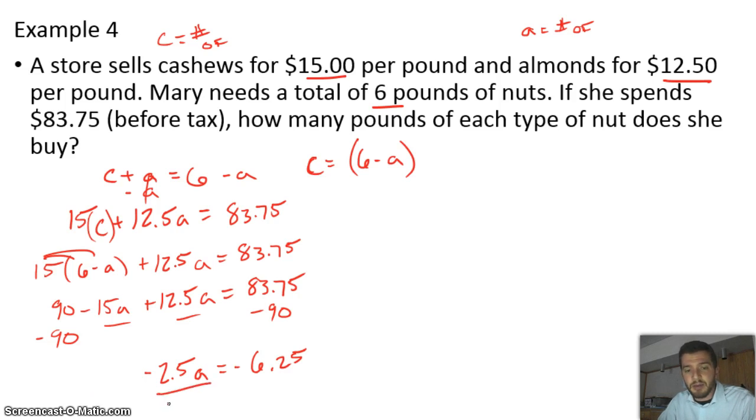Here we're going to divide by negative 2.5. Actually, we've already done this exact calculation a little earlier. Negative over negative is a positive. So A, the pounds of almonds, is going to be 2.5 pounds. You can do that in your calculator if you don't believe me. So 2.5 pounds of almonds.